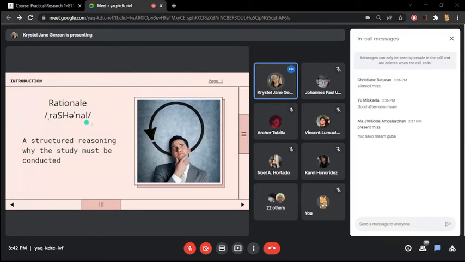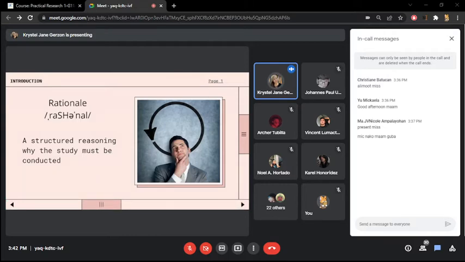So you have to convince the readers in this part of your rationale. This is where you are going to convince the readers that there is really a problem when it comes to this topic, and this problem must be addressed the soonest time possible. So that is your tone in your rationale. You should be informative and also persuasive in providing information regarding the problem of your topic.